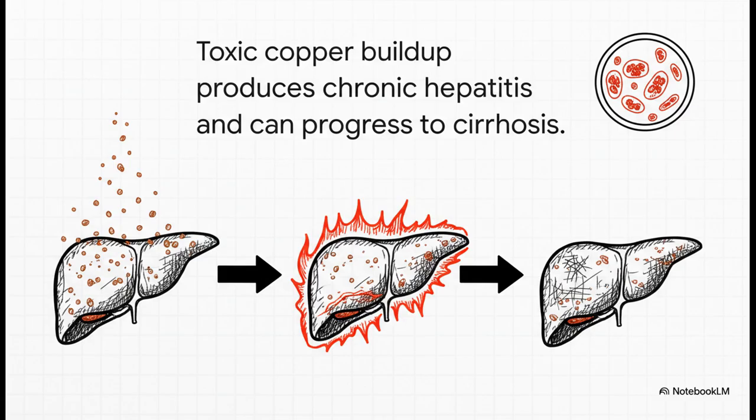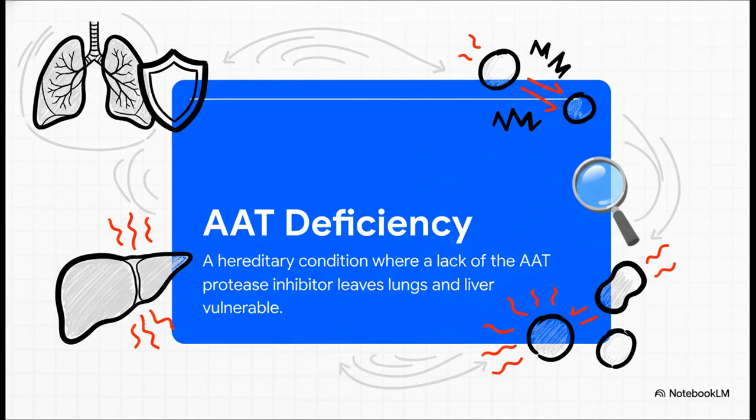You see, too much copper is toxic. It kicks off this chronic inflammation that just never quits. And over time, that constant battle leads to scarring, what we call fibrosis, which can eventually snowball into cirrhosis. And that's a really severe, irreversible stage of liver damage. And just like with iron, we have a special stain, the rhodanine method, to light up the copper and confirm the diagnosis. Okay, our third inherited condition is alpha-1 antitrypsin deficiency, or AAT for short.